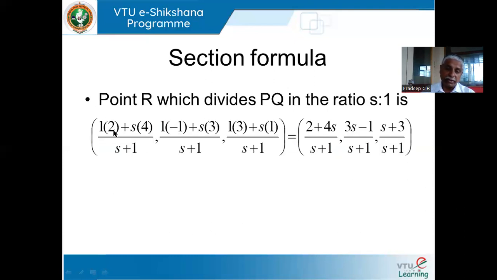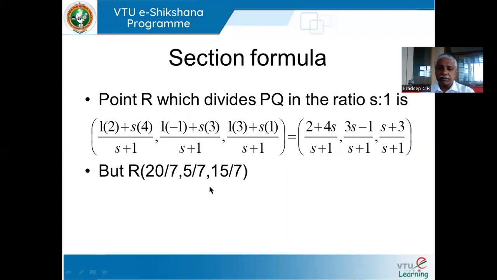1 into the X coordinate of P plus S into the X coordinate of Q divided by S plus 1. Similarly, the Y coordinate and Z coordinate. You carry on this, simplify this, you get 2 plus 4s. I hope I have it correct. See, 1 into 2 is 2, S into 4 is 4s, etc. So I think I've done it correctly because I cross checked. So 2 plus 4s by S plus 1, 3s minus 1 by S plus 1, S plus 3 by S plus 1. But this is the point which breaks PQ in the ratio S is to 1.